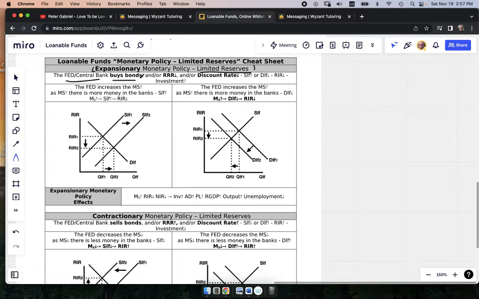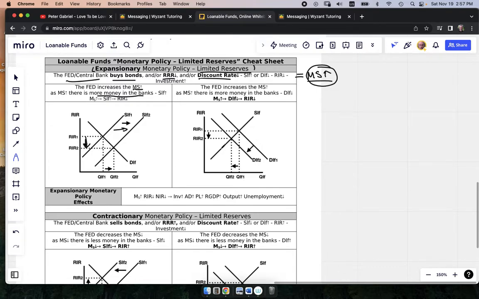is they're going to buy bonds, they're going to lower the RRR, they're going to lower the discount rate. All of this would put more money in the system. Well, if there's more money in the system, there's more money supply, which we know this is all expansionary. It's going to increase the money supply. That means there's more money in the banks. And if there's more money in the banks, you can either show that supply of loanable funds shifting to the right, which will drive down the real interest rate.